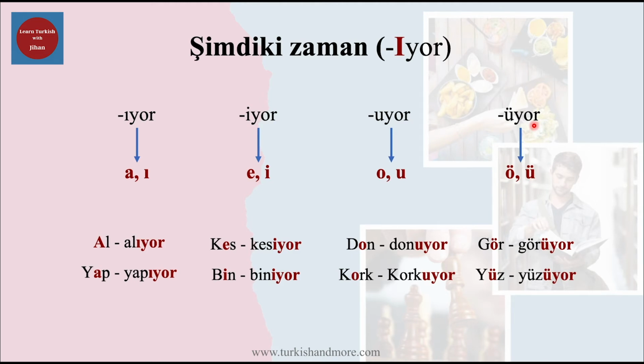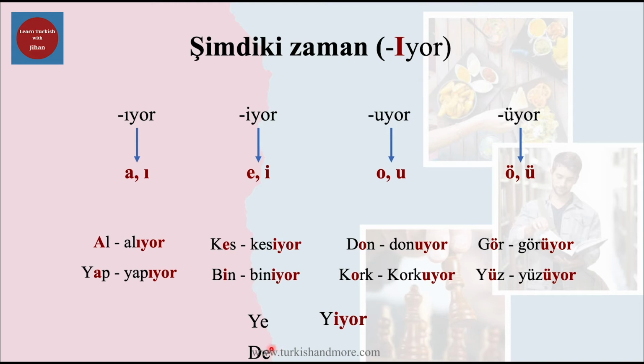Let's continue. We have two exceptions. Ye, which means eat. Now here we drop the e in Turkish and we add the suffix here. The last vowel is e, right? Drop it, cancel it. Just add the suffix. Yiyor means he is eating, she is eating, or it is eating. Another exception is de, say.